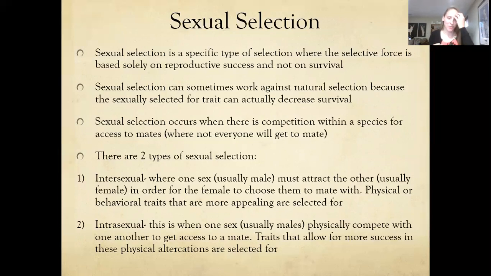Intrasexual selection is where one sex, usually the males, physically compete with one another, and then whoever wins just gets access to the females. So any trait that allows you to be better in a fight essentially would be selected for. So with intersexual selection, essentially the males are trying to attract the females, who will choose the male based on which traits they like the most. With intrasexual selection, it's not up to the females at all. The males fight, whoever wins becomes like the alpha male, and he gets whatever females he wants.